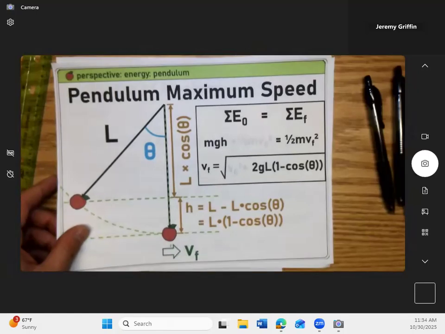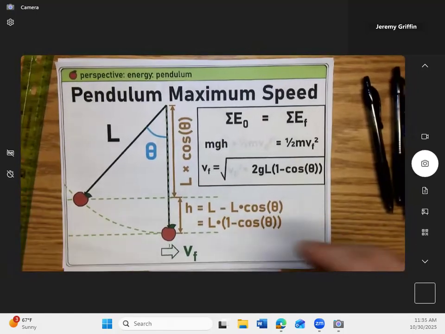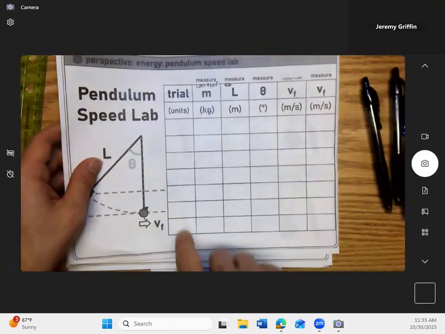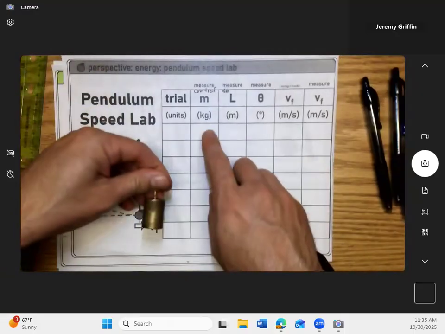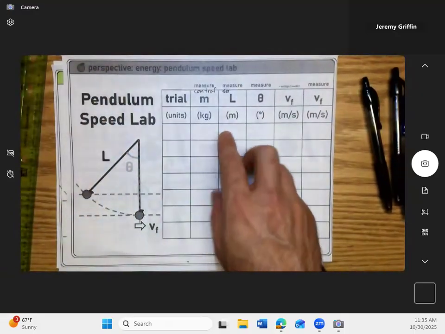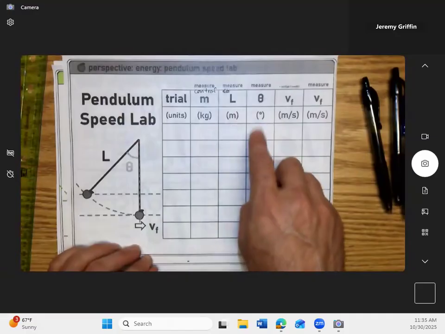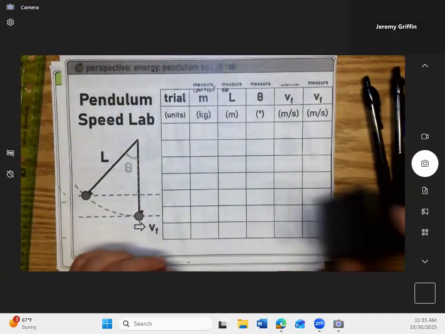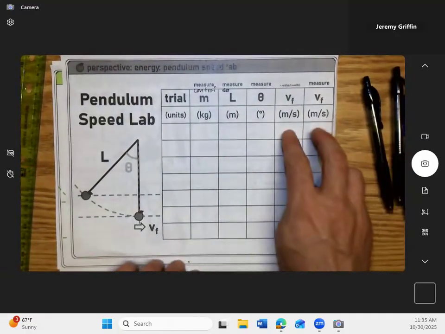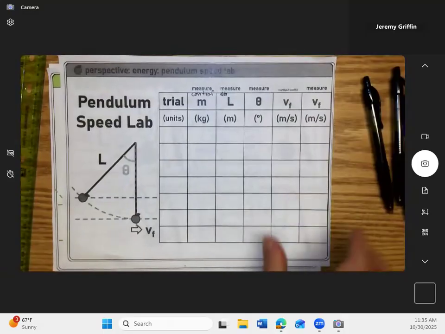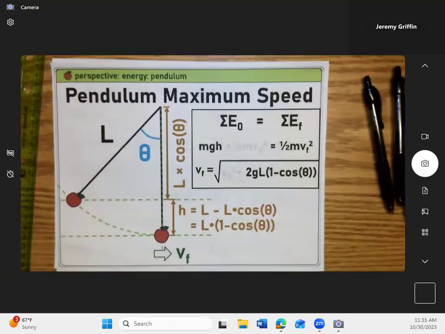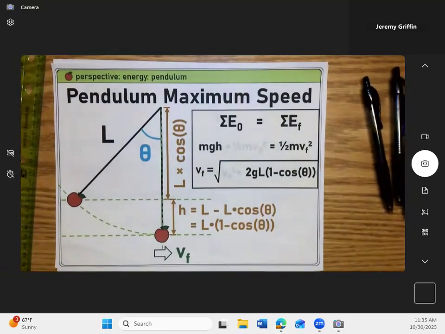All right, so go ahead and do this lab. You have different trials. Just record what you're doing here. Probably leave mass controlled. Measure how long, measure the angle, do the calculation, and measure the speed with the speed gate. I bet these two numbers are about the same all the way down. I'll walk around, check you guys out, and I'll have somebody volunteer their data so I can make a graph at the end of class.